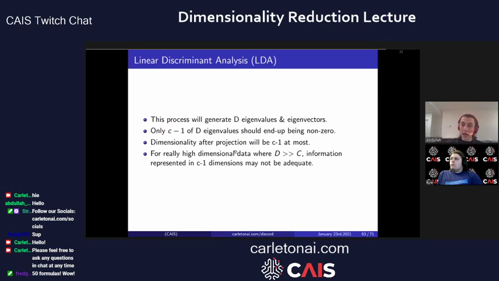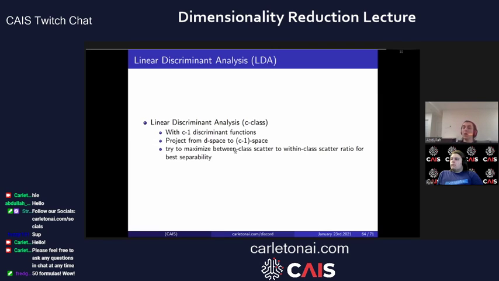And for really high dimensional data, where the number of dimensions is a lot larger than the number of classes, the information represented in this C minus one dimension may not be adequate, right? So just to summarize, in the case of LDA, if you have C classes, you're going to end up with C minus one basis vectors, and you're going to project the data from D space to C minus one space.